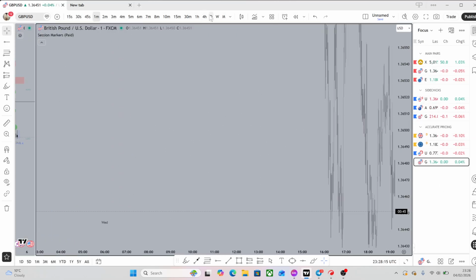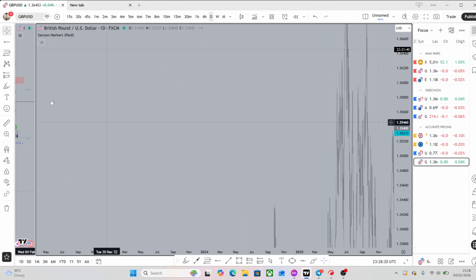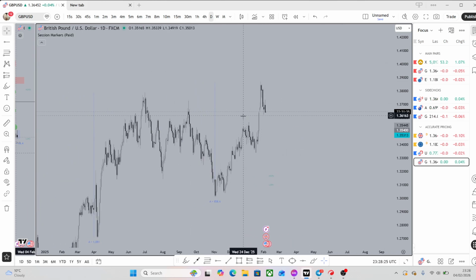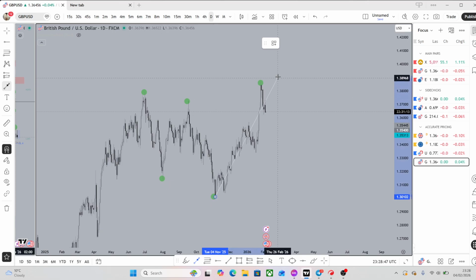Okay, so we'll take this from the daily time frame. So we have to determine the bias, sorry, the direction of the market. As we can see, price has made a high, has made a lower high, a lower low, then it made a higher high. So we're currently in a bullish market from this point to this point here.